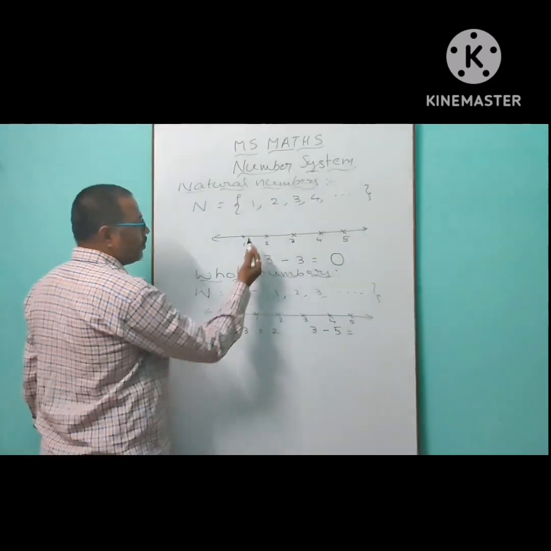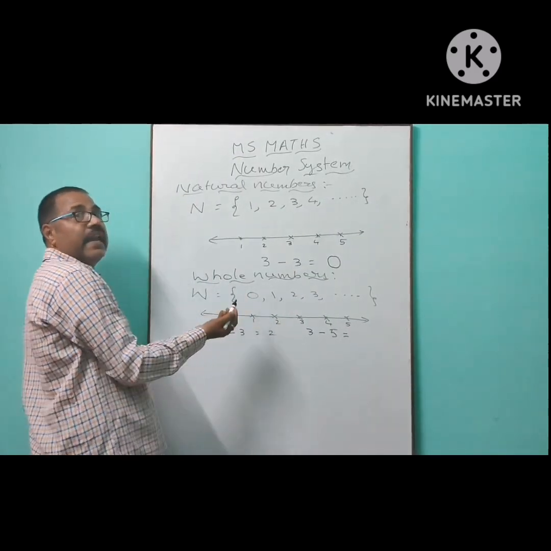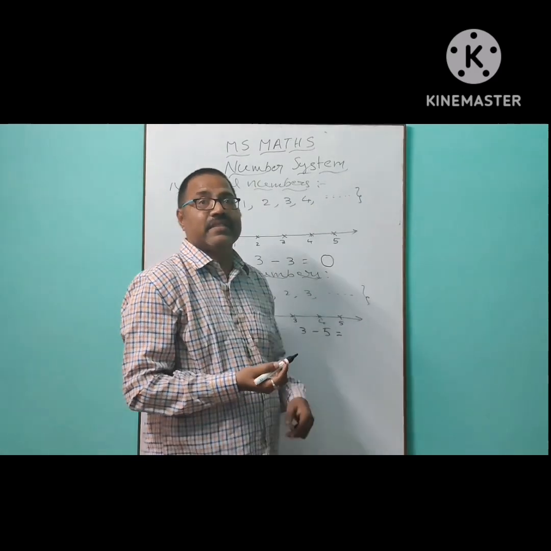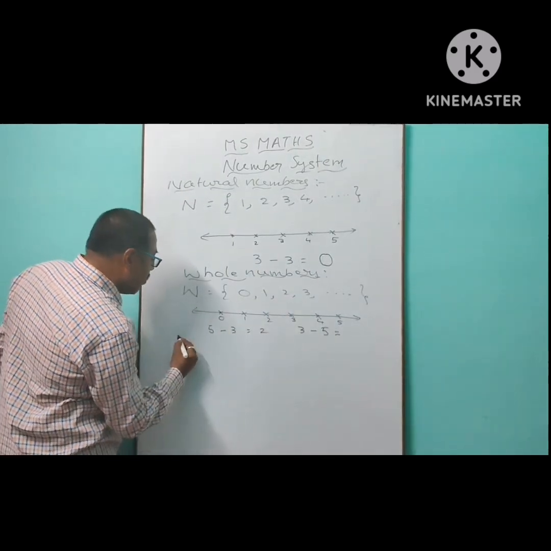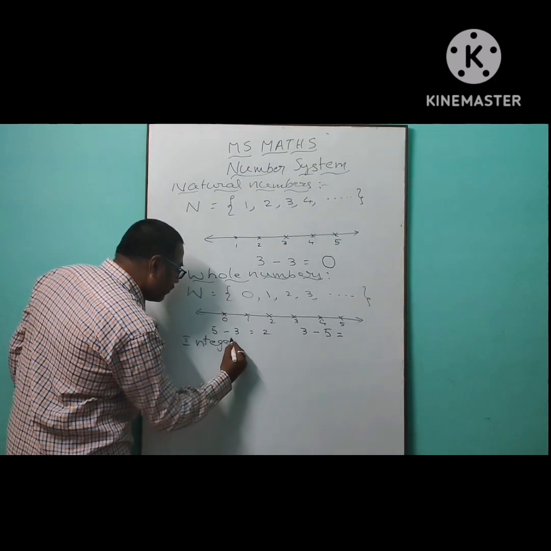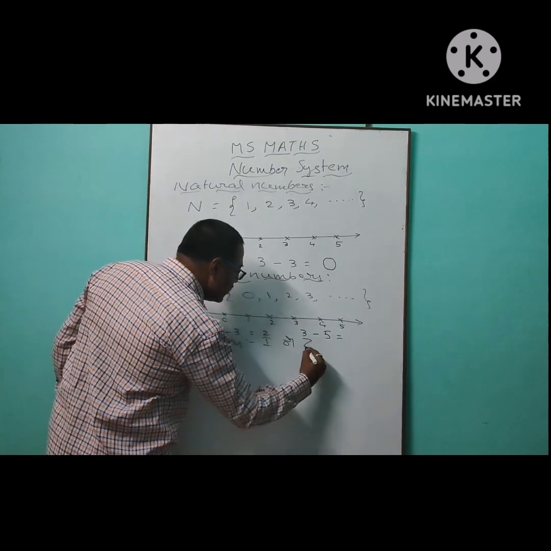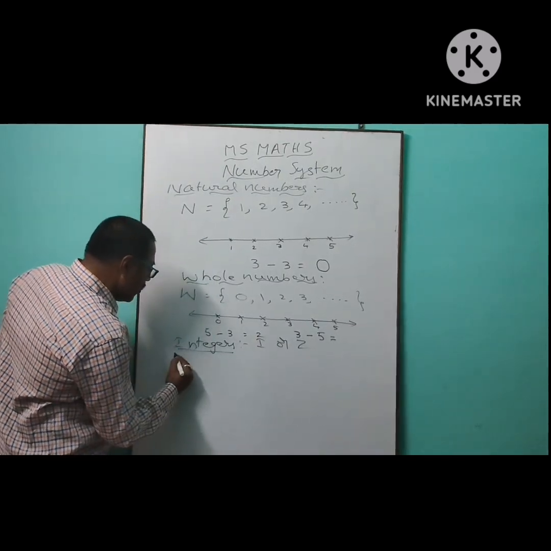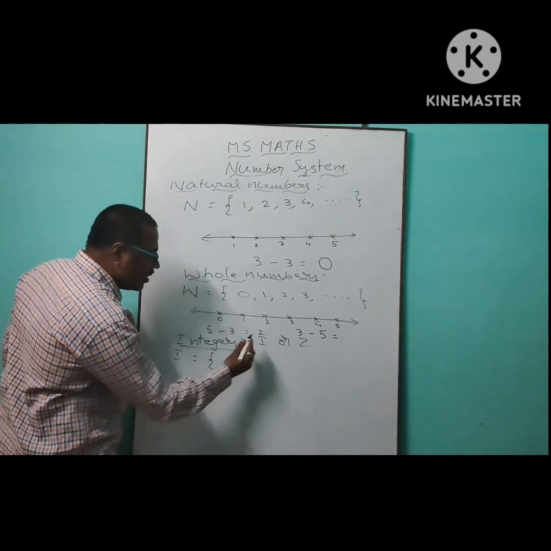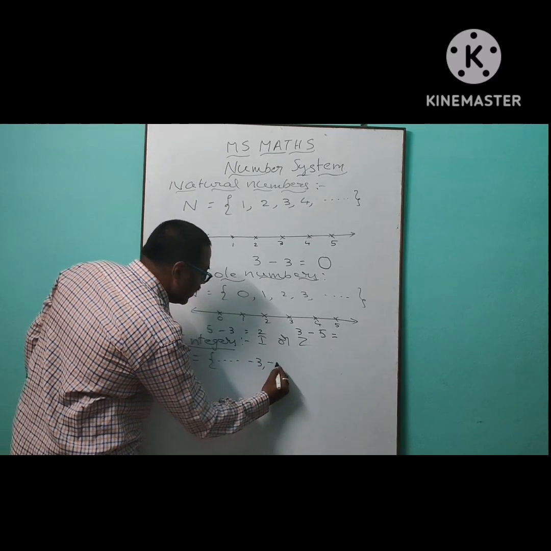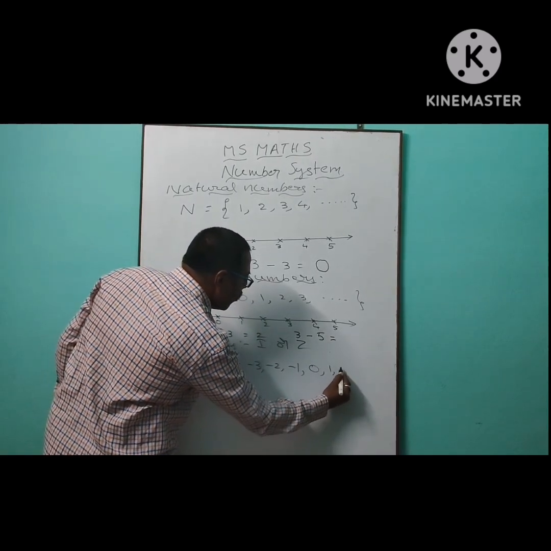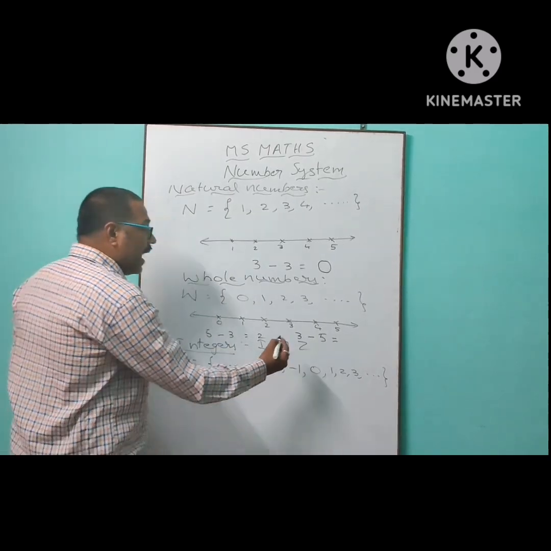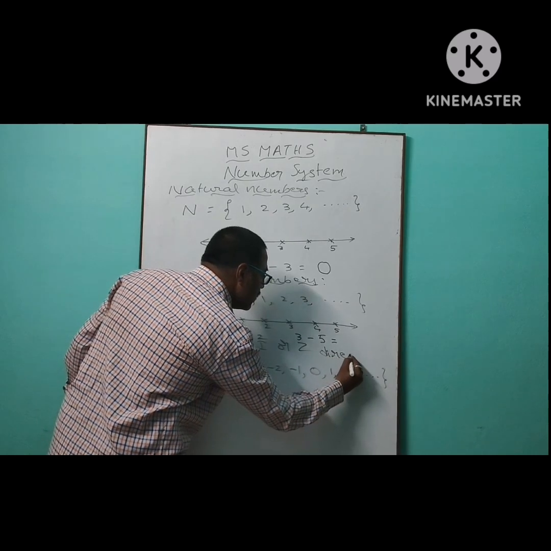The collection of natural numbers, 0 and negatives of natural numbers is called integers. We call that collection integers. The set of integers is denoted by I or Z. So what are integers here? ..., -3, -2, -1, 0, 1, 2, 3, and so on. These integers are also called directed numbers.